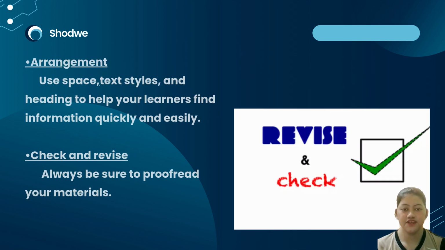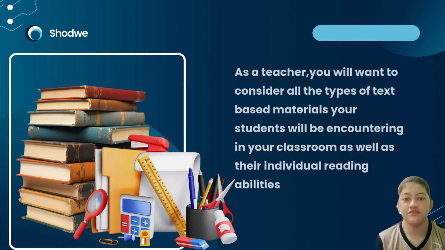To make materials effective, consider proper arrangement. Spacing, headings, and text styles should help students find information quickly. Second, check and revise. Always proofread, as this ensures clarity, correctness, and professionalism. Next, the teacher must be aware that students have different reading abilities. Some can read fast and others are slow. So learning materials must match their level: simple, clear, and accessible.